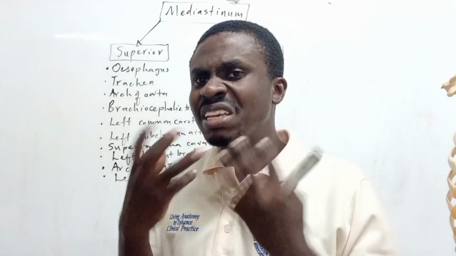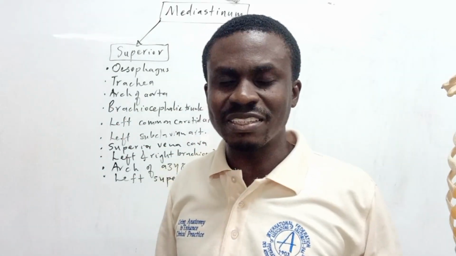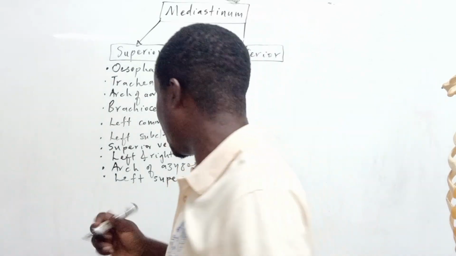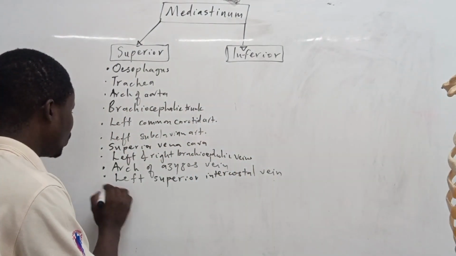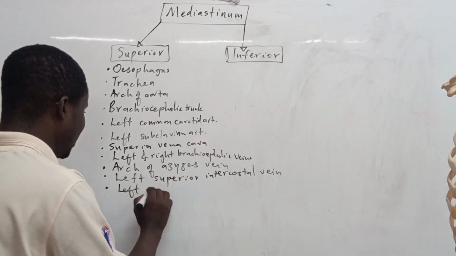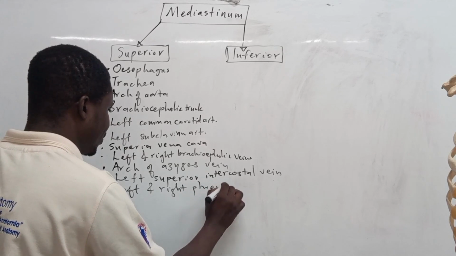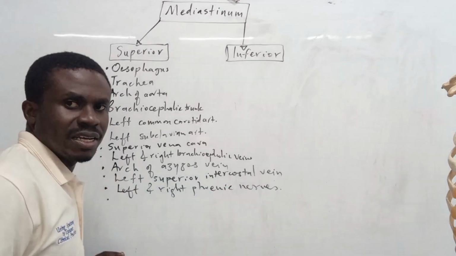So what it means is that the phrenic nerve will have to traverse the superior mediastinum and then go downwards, go to what we call the middle mediastinum, and then go and supply this diaphragm we are talking about eventually. So we are talking about the phrenic nerve. Which phrenic nerves? I'm talking about the left and right phrenic nerves. Yes, that's one point. Is that all?